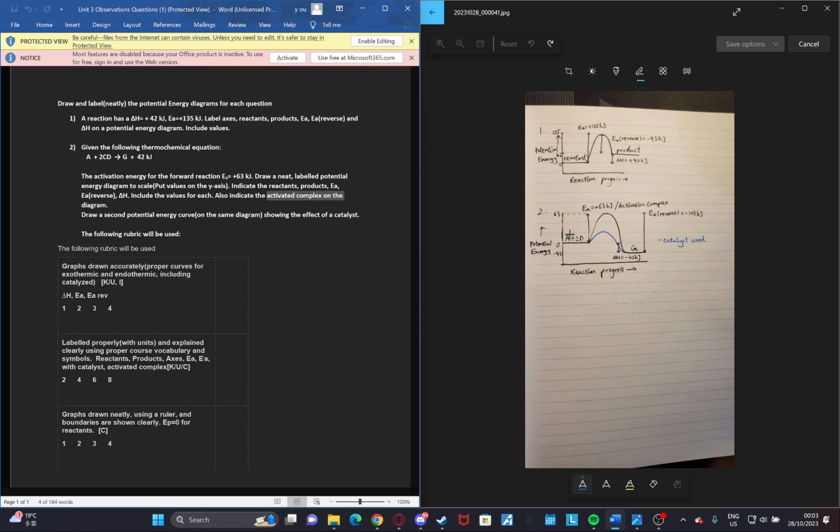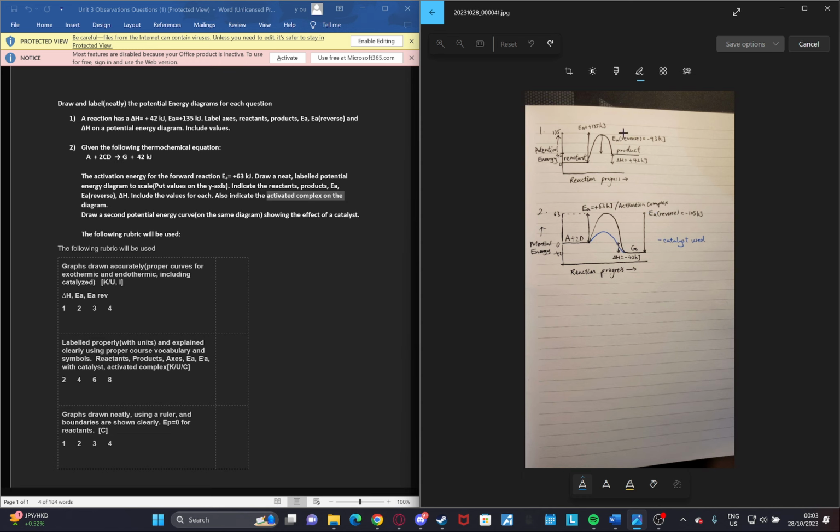So we start at zero potential energy with our reactants, and we go up by 63 kJ of activation energy during the forward reaction. It's also the activated complex. And then after we reach the top of 63 kJ, we just go down below the zero line of potential energy.